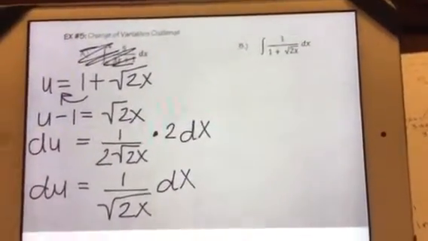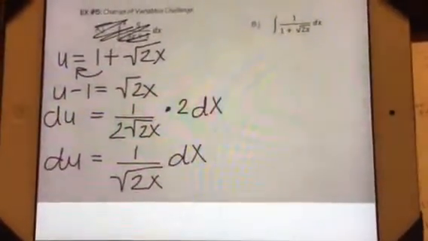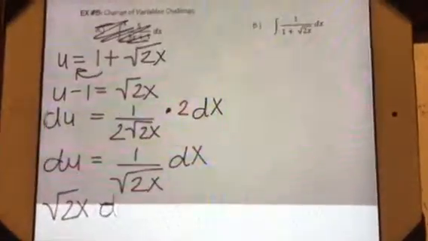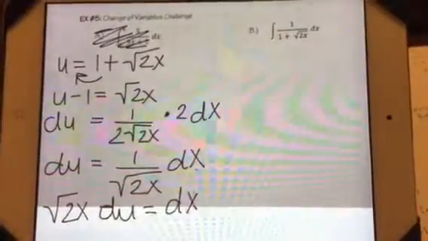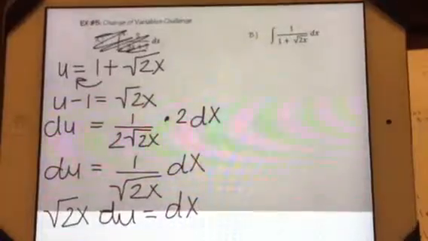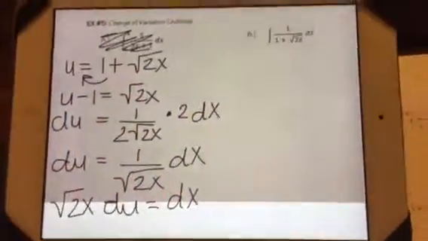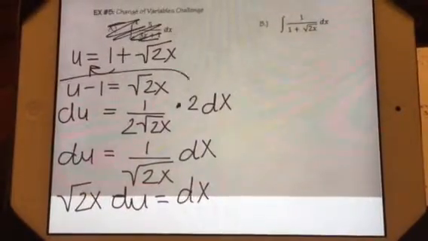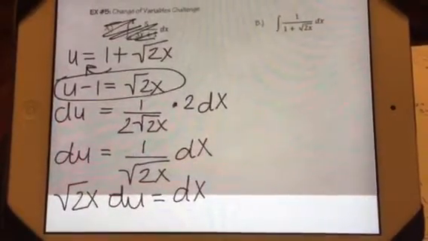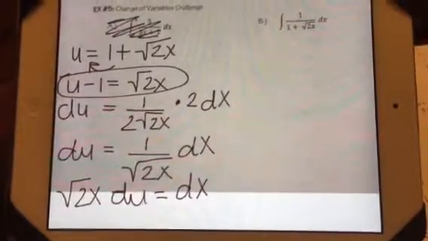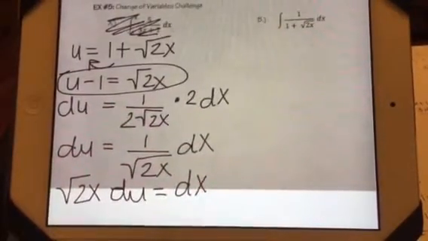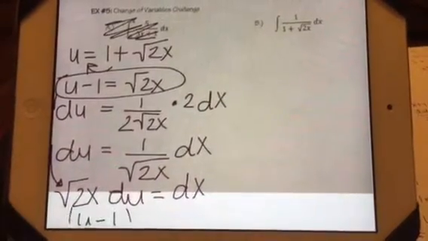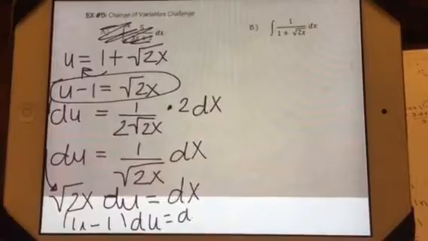Well, from here, we're going to send the dx over to the du. So square root of 2x du is equal to dx, because we don't have a square root of 2x other than in the denominator in our problem. Now, if you look at this step here, that's equal to the square root of 2x. We don't want to combine our variables, so we're going to replace square root of 2x with u minus 1, so u minus 1 du is equal to dx.